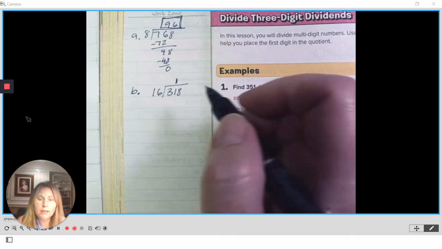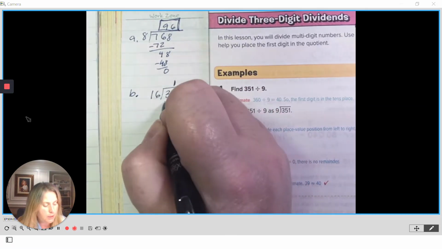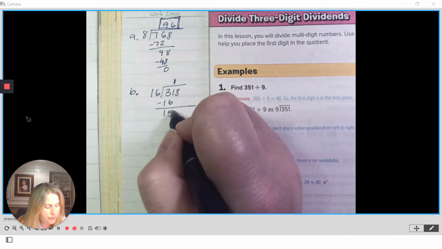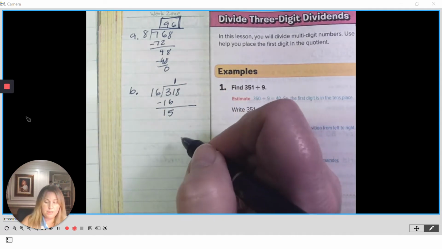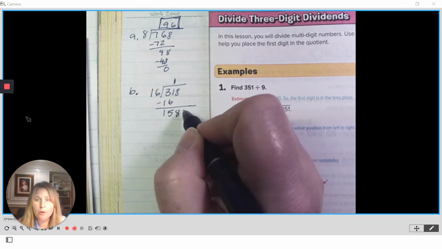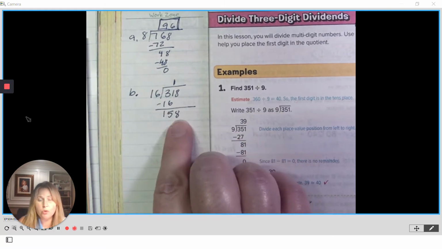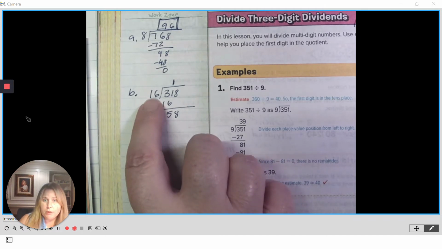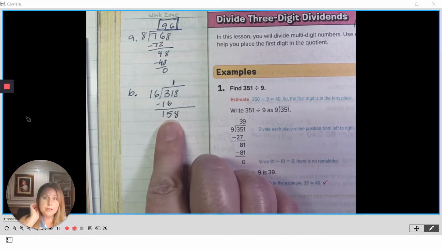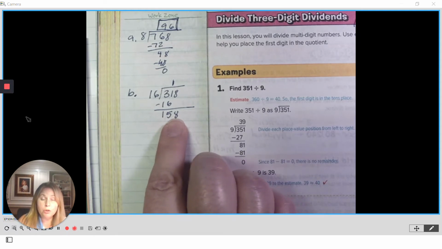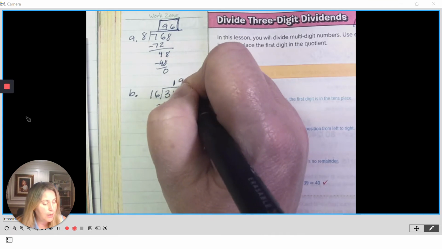And then 1 times 16 is 16. And when I subtract, I get 15. 31 minus 16 is 15. And then I bring down this 8. Okay, so then I want to see how many times 16 goes into 158. Well, 158 is really close to 160. 16 goes into 160 10 times. So it's not 160, so it can't be a 10, but it'll be close. It'll be a 9. So let's try the 9.